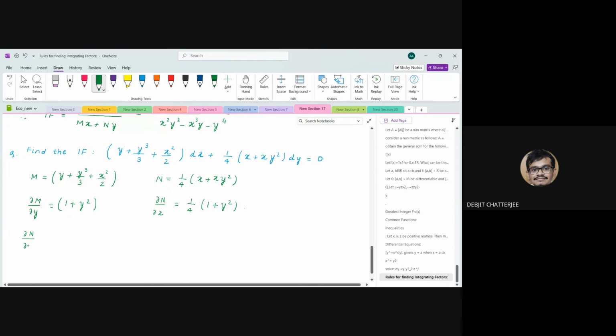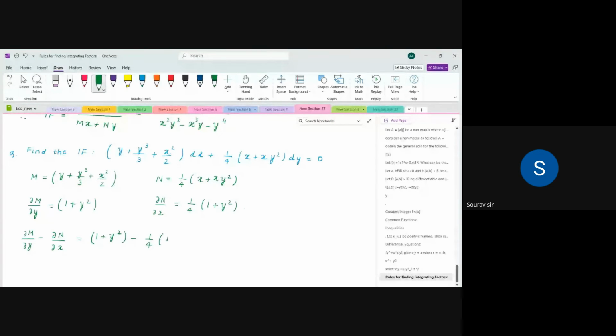No, not by y. Function of x actually. Sorry, function of x. So I can do the opposite: del m by del y minus del n by del x. If I do that, it will be 1 plus y square minus 1 by 4 times 1 plus y square. So that is 3 by 4 times 1 plus y square.